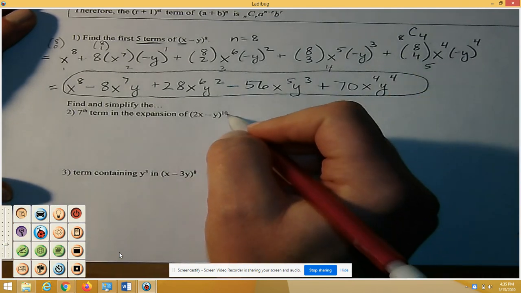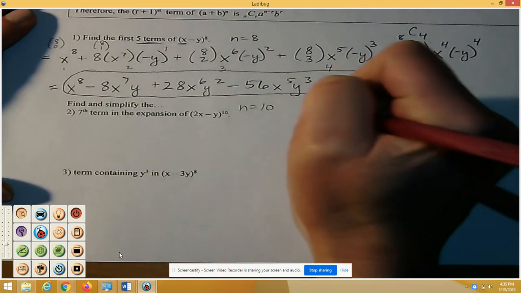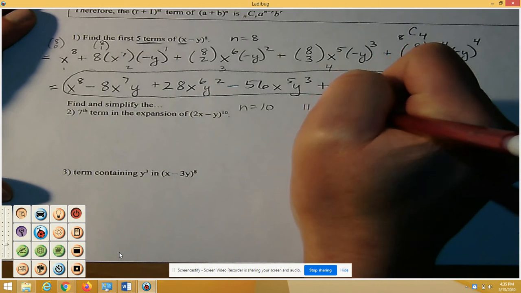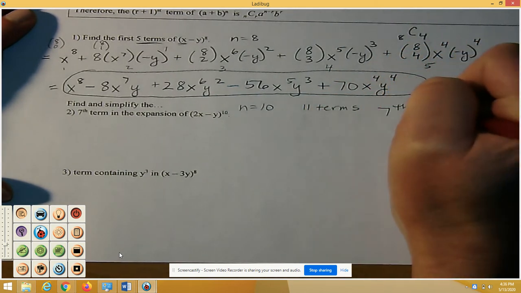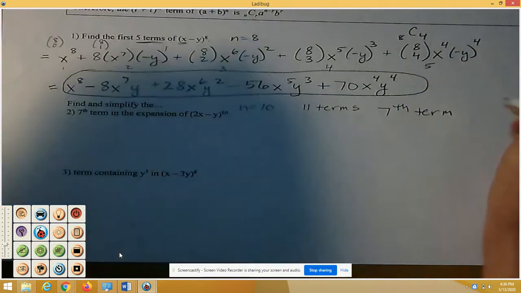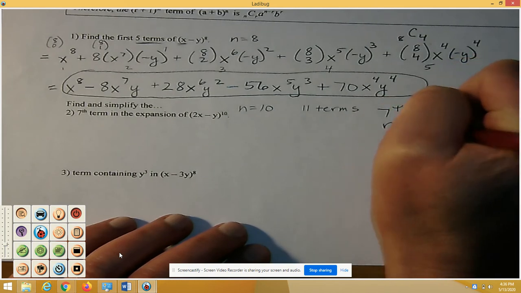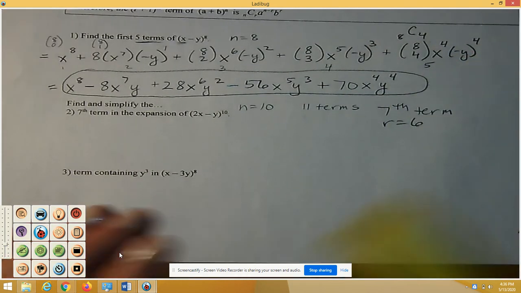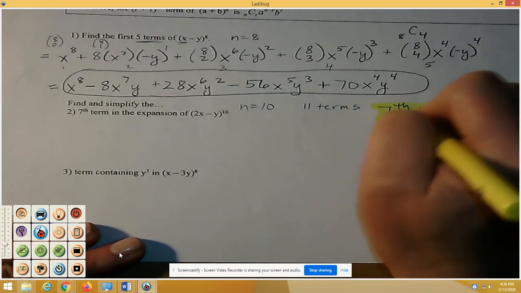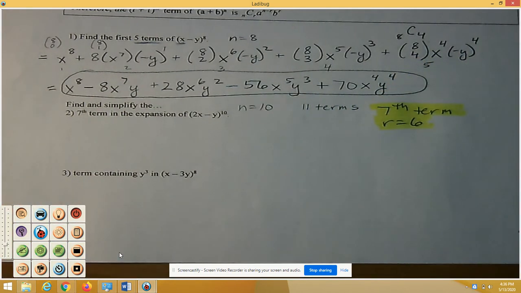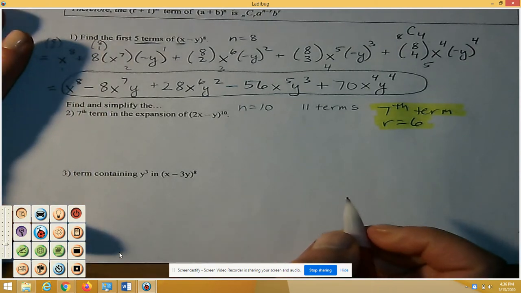You have n equals 10, so that means there will be 11 terms. And if you want the 7th term, that means r will be 6. And if you can keep your head straight around that, you will have a lot of success. Okay, so that's really the trickiest part here as you go through.